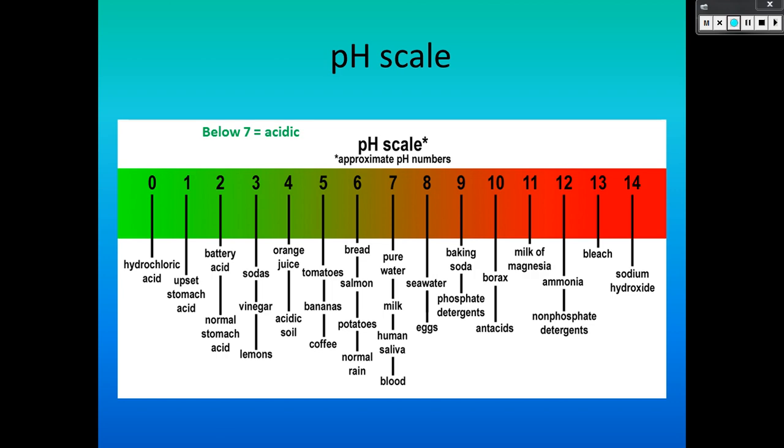Bananas is the pH of 5. So you'll notice bananas are weakly acidic. Remember, we were talking about bananas earlier, and I said I didn't know about that one. What about that one? Battery acid, pH 2. Hydrochloric acid is 0. Yeah, so hydrochloric acid is a pH of 0.